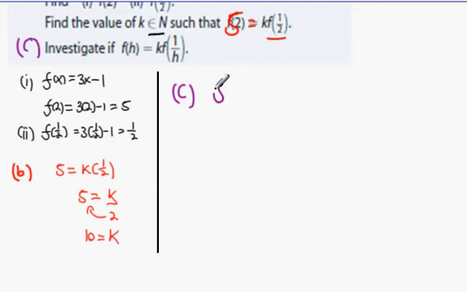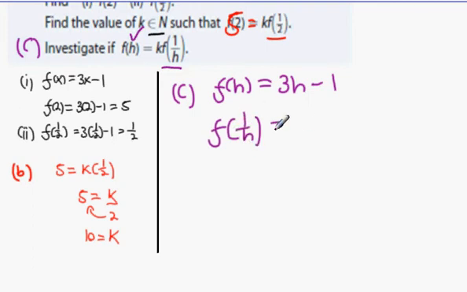Now, what is f of h? F of x is 3x minus 1. What's f of h? 3h minus 1. Okay, I got f of h. Now I need to get f of 1 over h. What is f of 1 over h? 3 times 1 over h minus 1. What's 3 times 1 over h? Anybody tell? 3 over h, exactly. It's like 3 times a half is 3 over 2. When you're multiplying fractions, top by top, bottom by bottom. 3 times 1, 3. 1 times h, h. Minus 1.